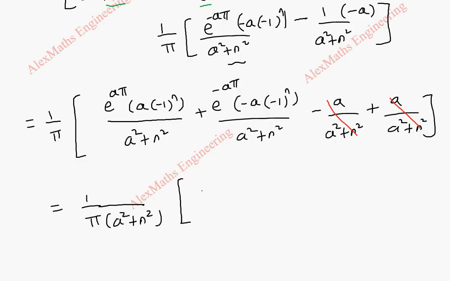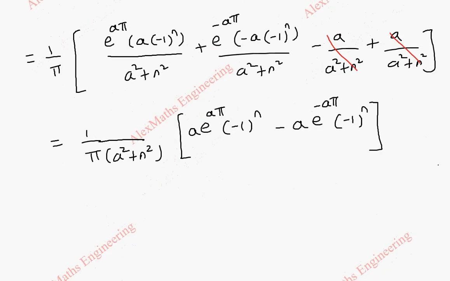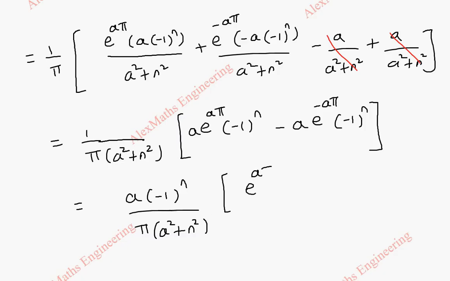After that we have e power a pi into a, then minus 1 whole power n. Then here it is minus a into e power minus a pi into minus 1 whole power n. And we see a is common, and minus 1 whole power n is also common. So a into minus 1 whole power n by pi into a square plus n square. After taking common, we have e power a pi minus e power minus a pi.